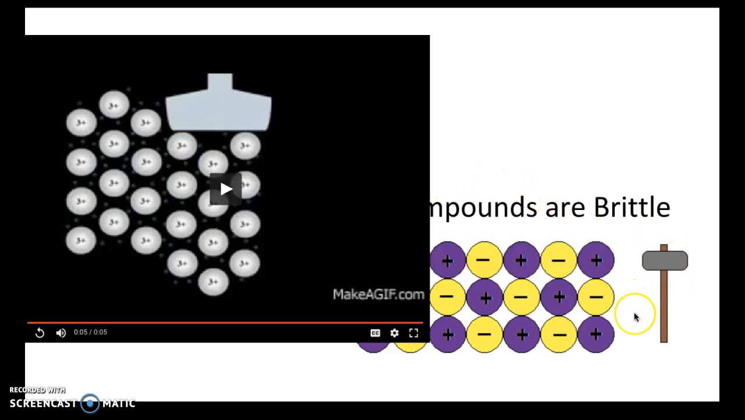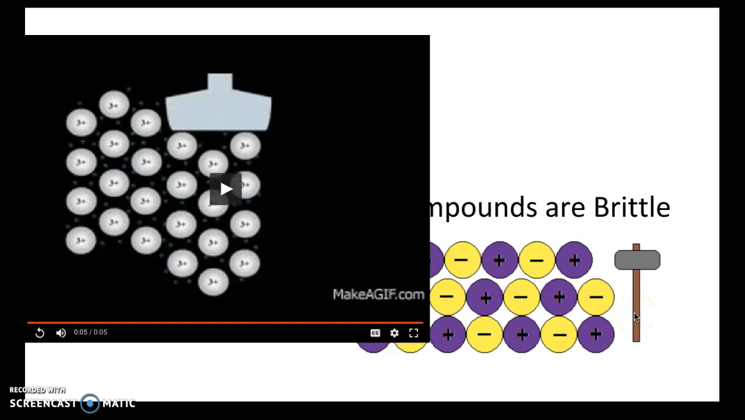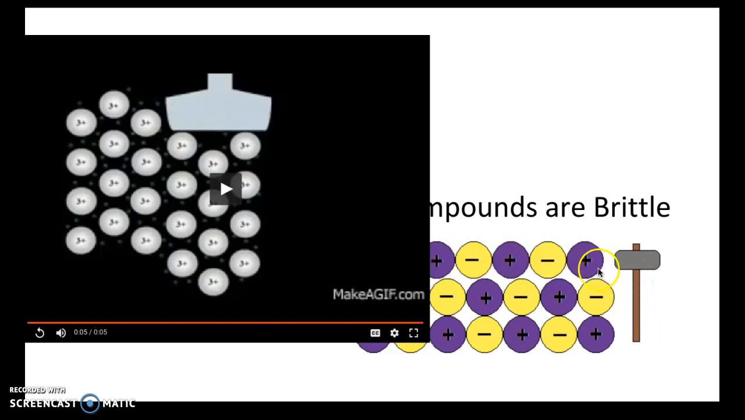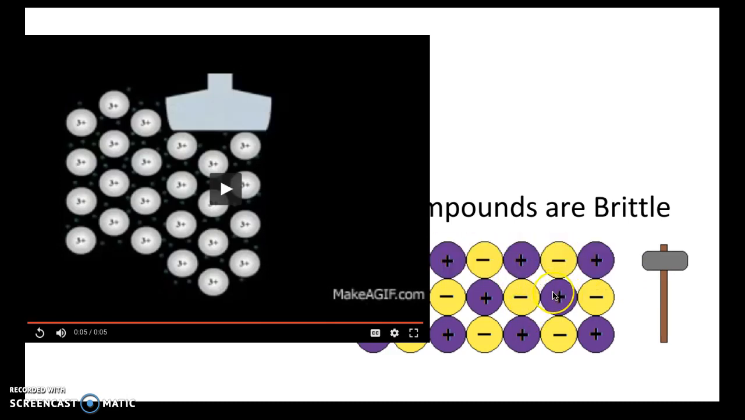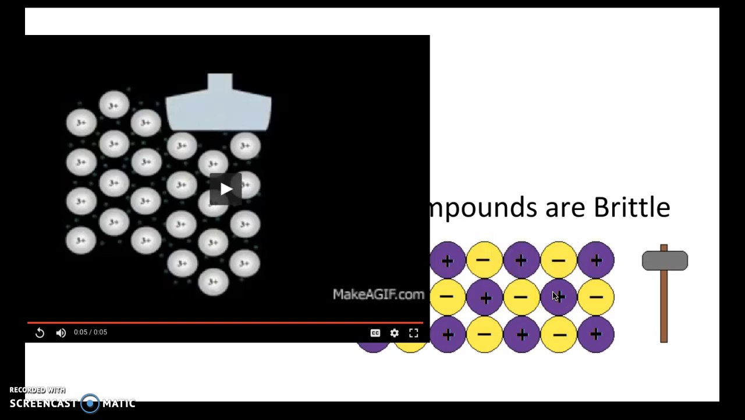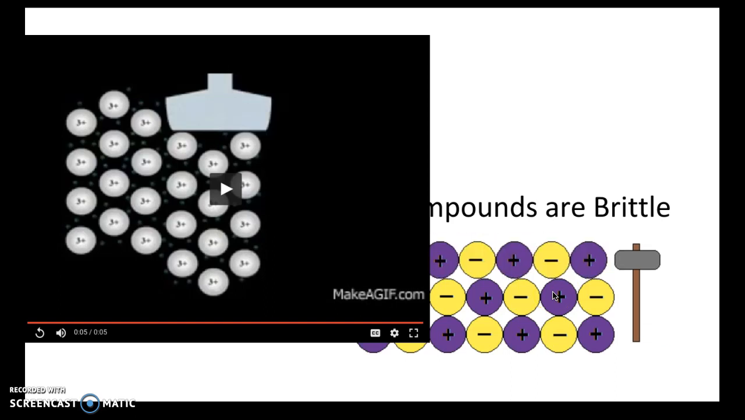On the other hand, with an ionic compound, like a salt, if you were to hit something like that, it's brittle. Why? Because if you hit it, as you can see here, 2 positives and 2 negatives will line up, and they don't want that. So they're going to shatter once that happens. That's the reason why ionic compounds are brittle.